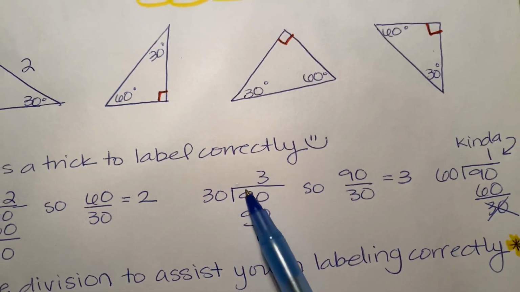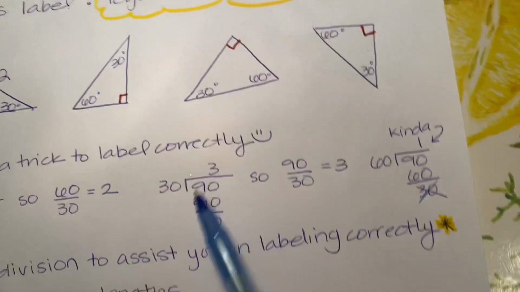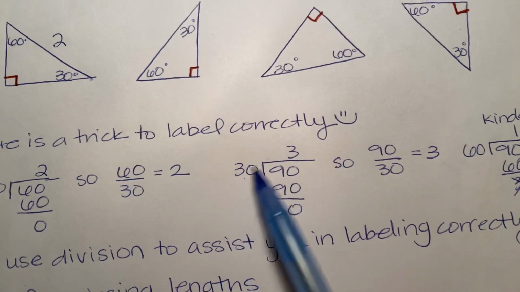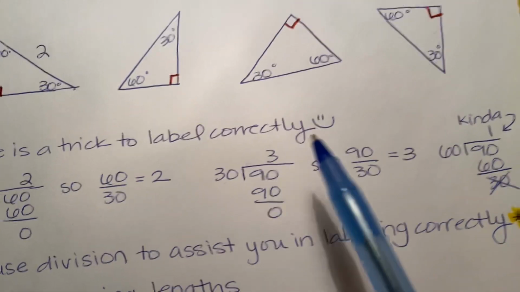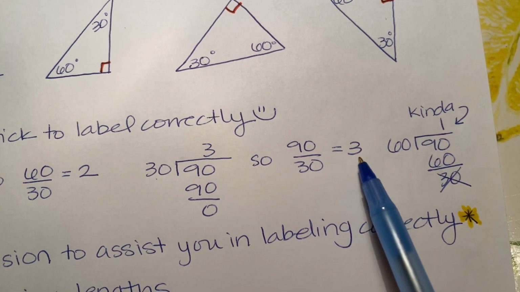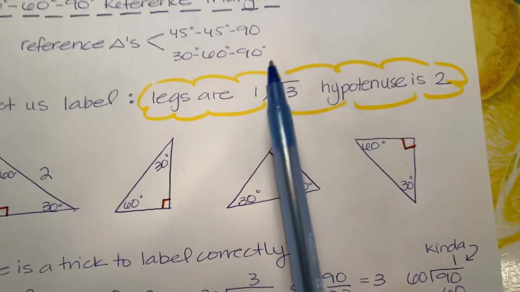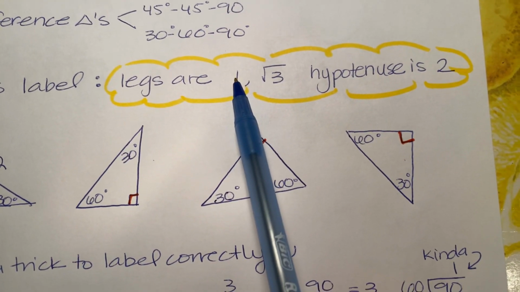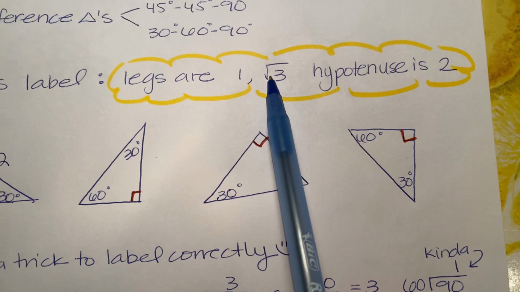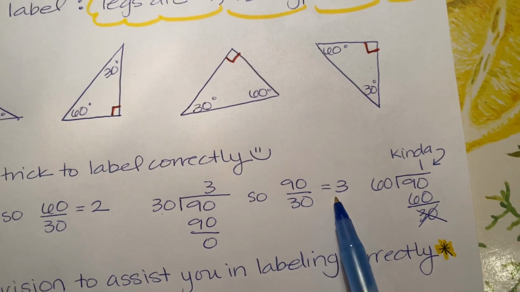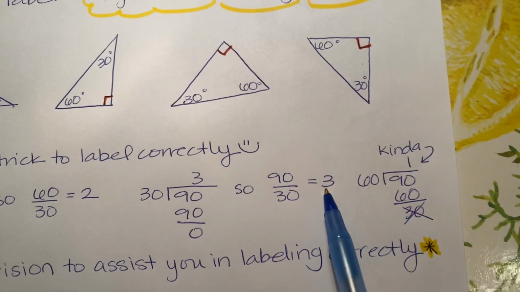Okay, how many times is 30 divided into 90? All right, so 30 divides into 90 3 times, right? 30 divides into 90 3 times. Okay, but here's the thing. Your legs are length 1, and your leg is also length rad 3. So when 30 goes into 90, you just got to know it's rad 3.